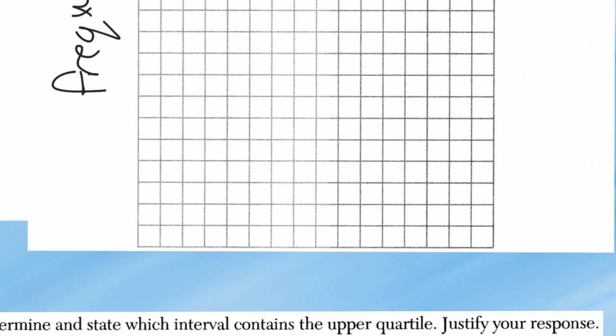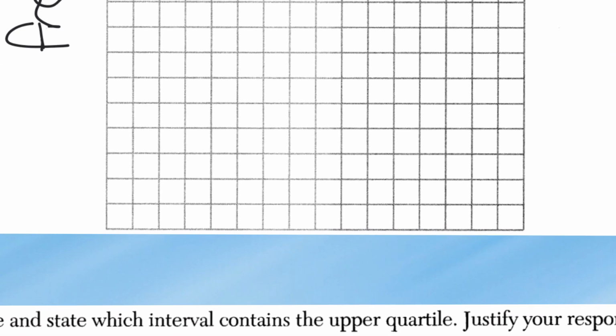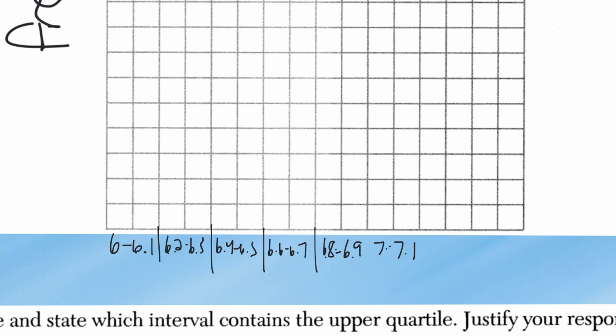I'm going to label our x-axis now with our various intervals. So we started with 6 to 6.1, and then there was 6.2 to 6.3, 6.4 to 6.5, 6.6 to 6.7, 6.8 to 6.9, and finally 7 to 7.1. So you can see those are just kind of separated like that.